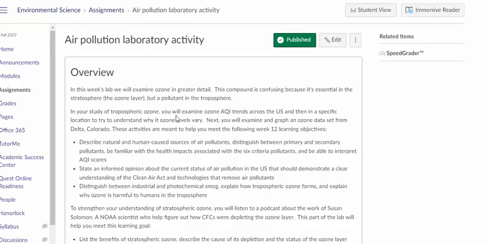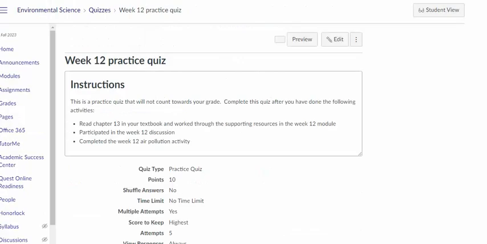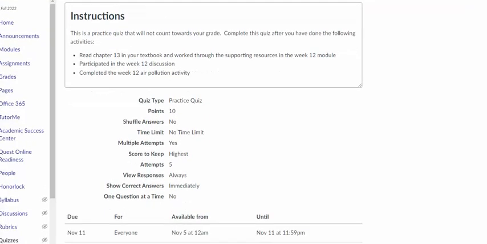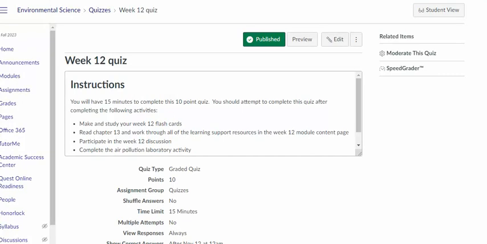In addition to the discussion and the lab and the content page, you have a practice quiz, a 0-point practice quiz, and then a 10-point graded quiz in the week 12 module.